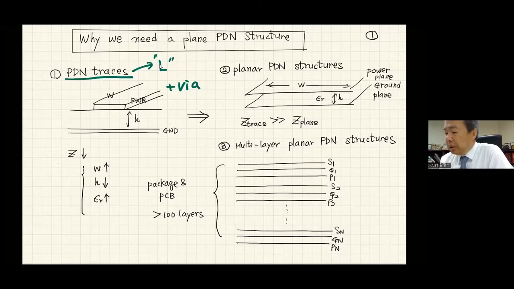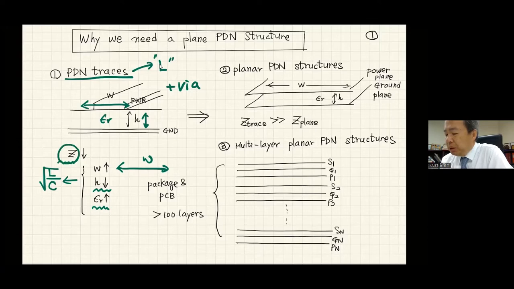In order to minimize the inductance and the resulting PDN impedance, we want to have a very wider line, and we want to have a very thin dielectric, or a higher dielectric constant material. Because impedance can be described by the square root of L divided by C, having a wider W, thinner thickness, and higher dielectric constant will bring the PDN impedance to a low value. But one thing I would like to emphasize at this moment is that a wider W will decrease the inductance and will increase the capacitance, which will bring the PDN impedance to a very low value. That is what we want for PDN design.